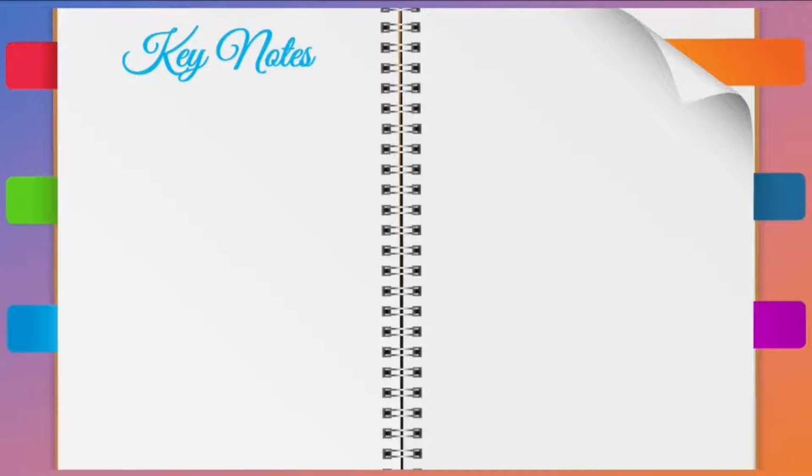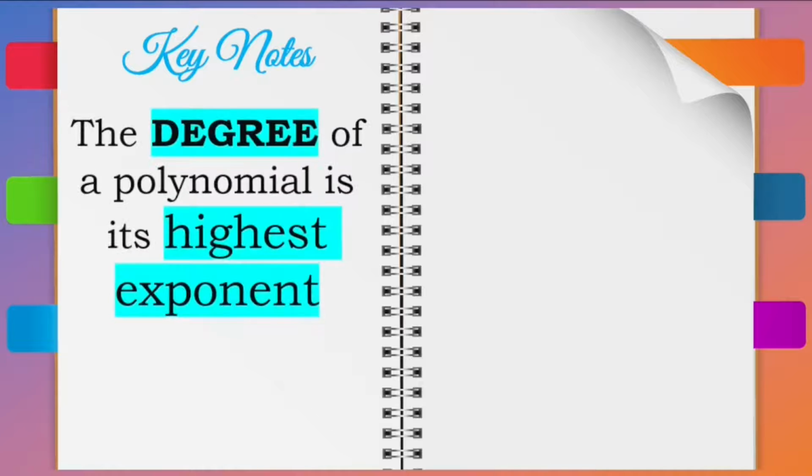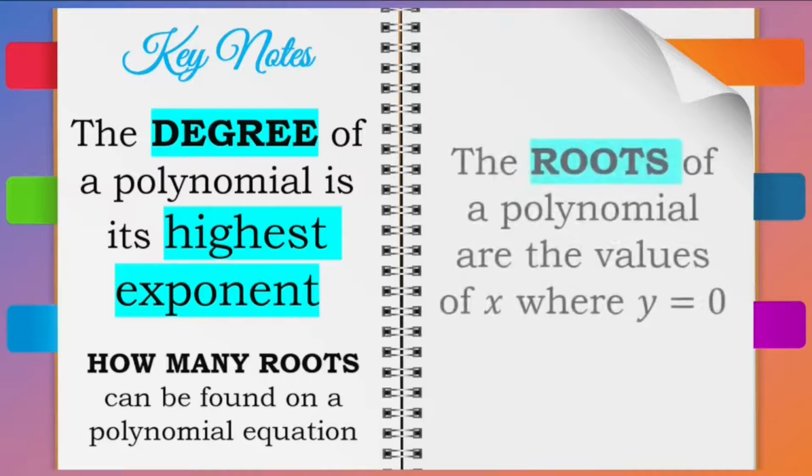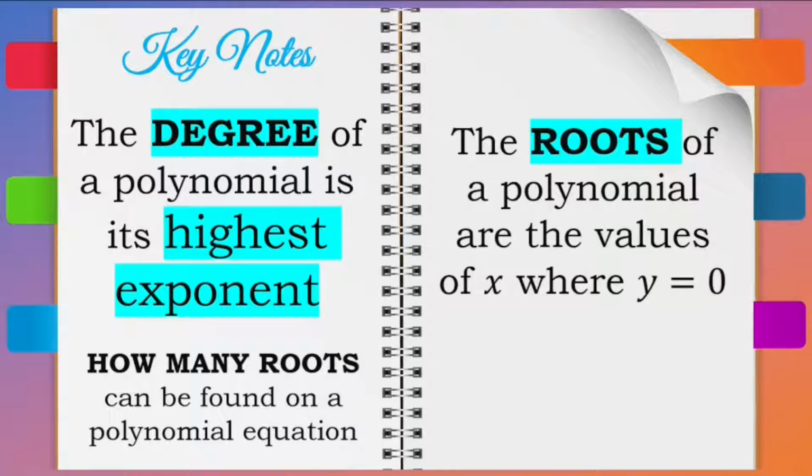Before we continue, here are the following keynotes. The degree of a polynomial is its highest exponent. It will tell us how many roots can be found in a polynomial equation. The roots, sometimes called solutions or zeros, of a polynomial are the values of x where y is equal to 0.